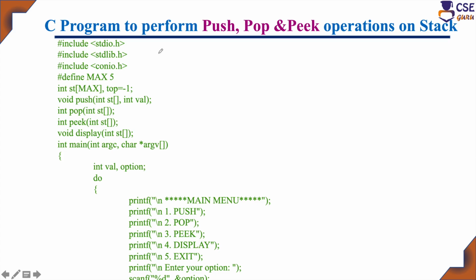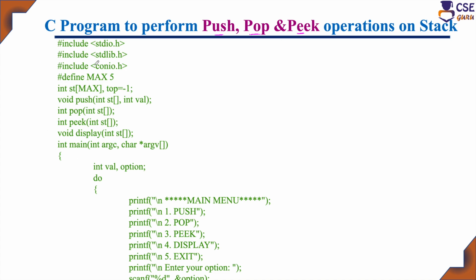Already, we have discussed that there are three basic operations in stack. One is push operation, which is nothing but insert, pop, nothing but delete operation, and peek operation. With example, already we have discussed. Now, we are going to discuss how to implement a C program to perform these three basic operations on stack using array. So here, this is the C program.